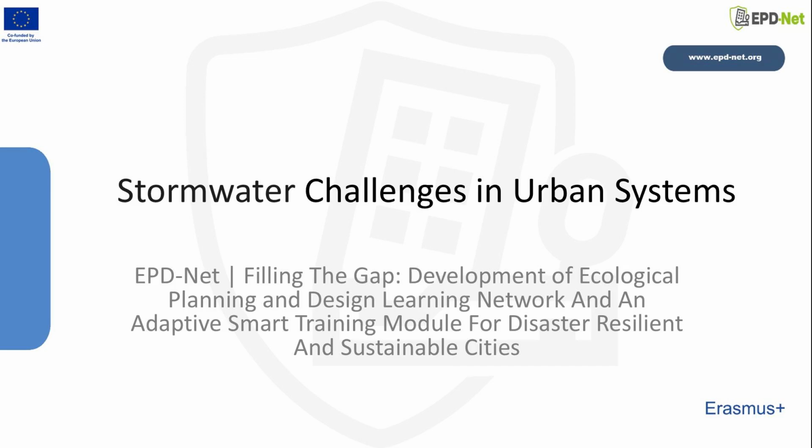Welcome to Topic 1901, Urban Stormwater Management. This presentation introduces stormwater management from an ecological planning perspective and explains why it has become a major issue in contemporary urban design and climate adaptation.